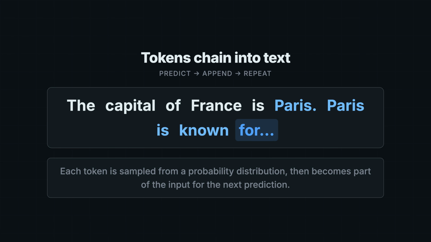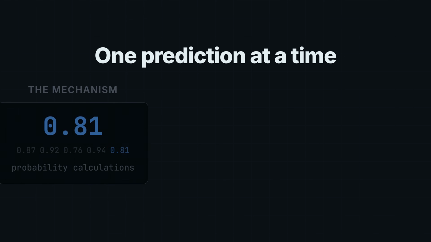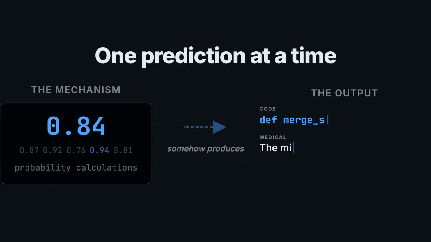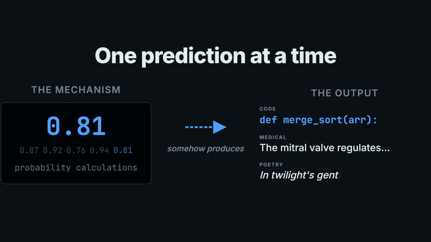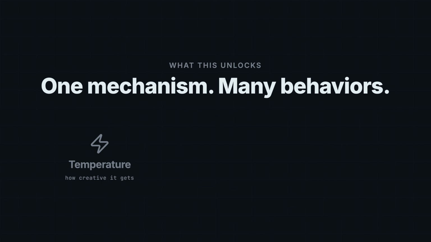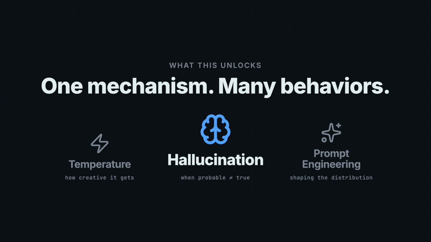Every conversation you've had with an AI, every essay, every block of code was generated one token at a time, each one sampled from a probability distribution. Sit with that for a second. A mathematical function, weights and numbers, nothing else, predicts one word at a time, and that's what produces working code, medical explanations, legal analysis, and poetry. One token after another, each one a probability calculation. That should feel strange. It is strange. When we get to temperature, hallucination, and prompt engineering later, this is the mechanism underneath all of them.